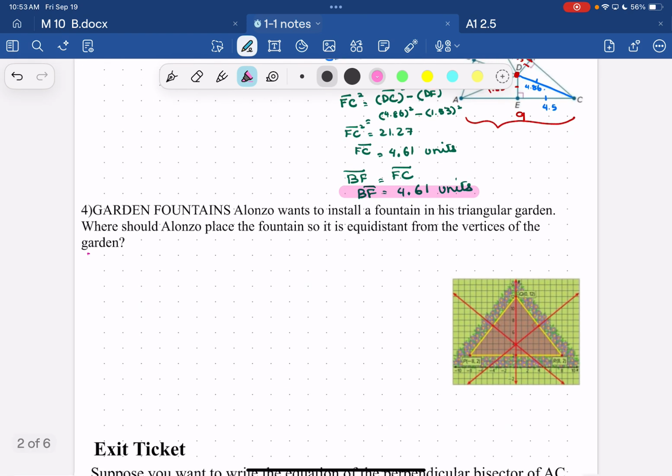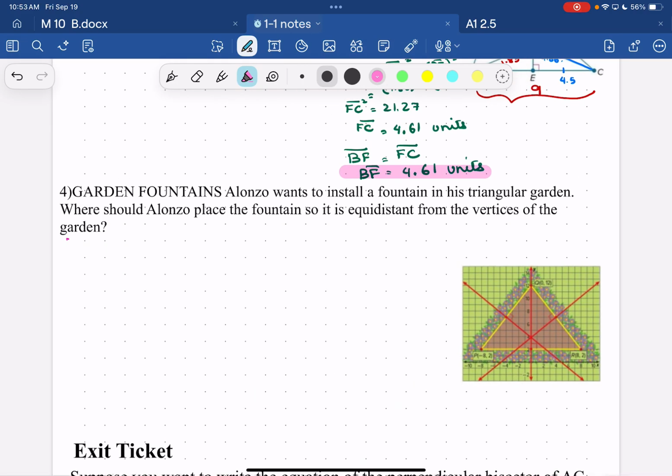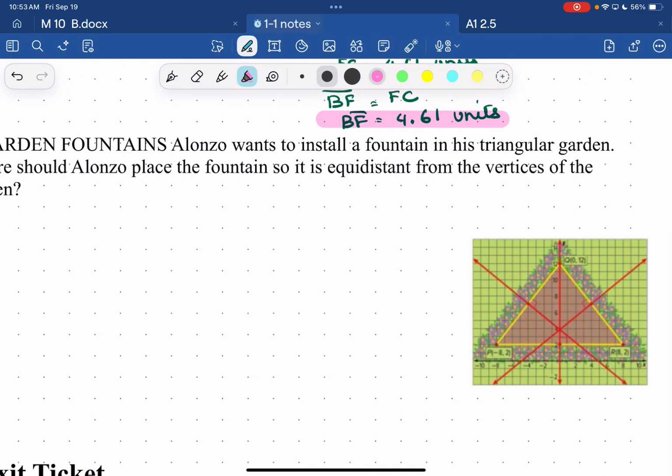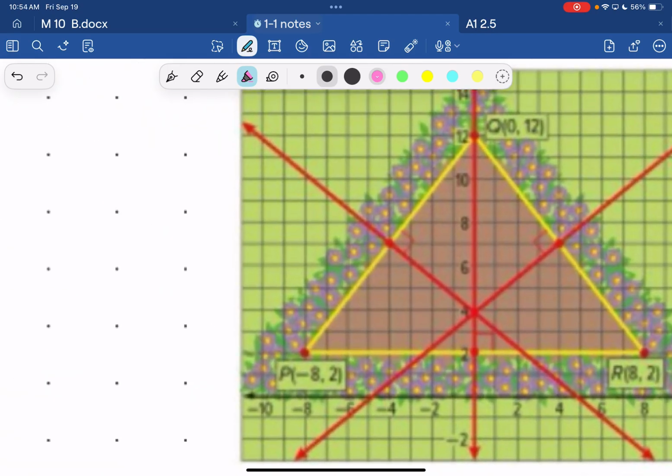Now the next one. They want to install a fountain in the triangular garden. Where should they put the fountain so that it is equidistant from the vertices? Where should they install the fountain so it is equidistant from all the vertices?